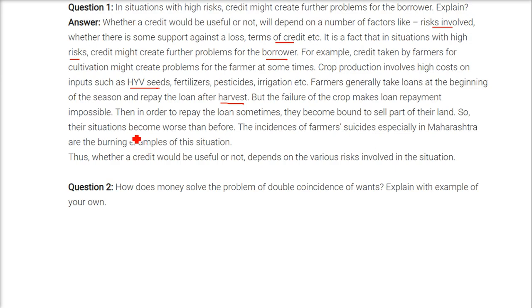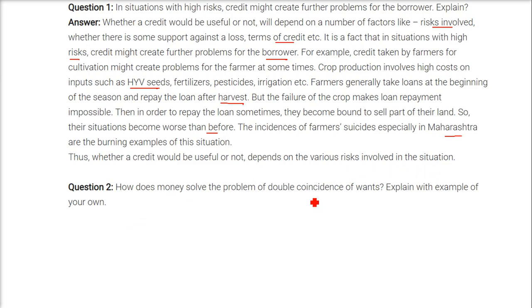So this kind of situation becomes worse for a farmer who is already in debt, and he falls into the debt trap. The incidences of farmer suicide, especially in Maharashtra, are present and burning examples of the situation, not only in Maharashtra but in various other places in our country. So whether a credit would be useful or not depends on the risks involved in the situation.